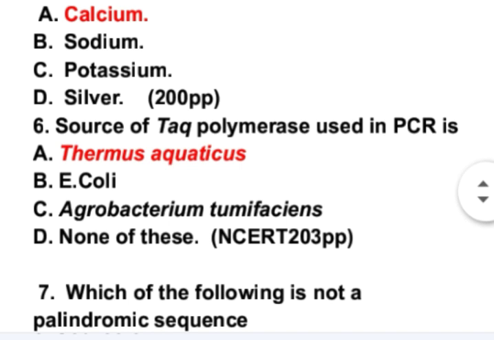Next is, source of Taq polymerase used in PCR is. So in the PCR reaction, the Taq polymerase enzyme is used. The source of this enzyme is Thermus aquaticus.